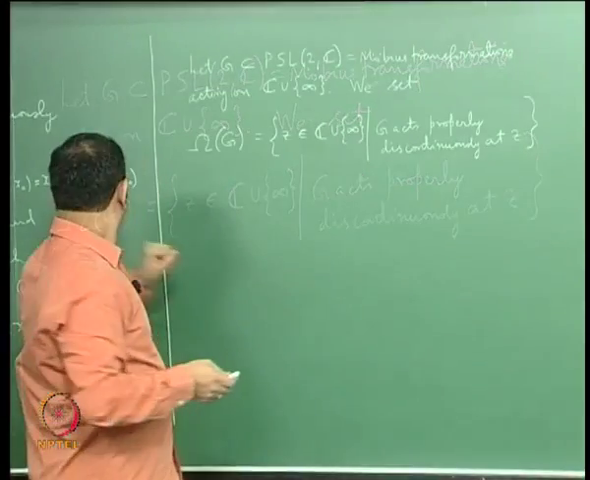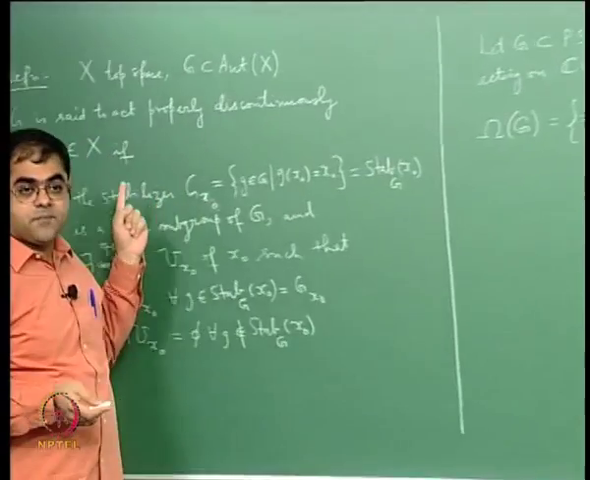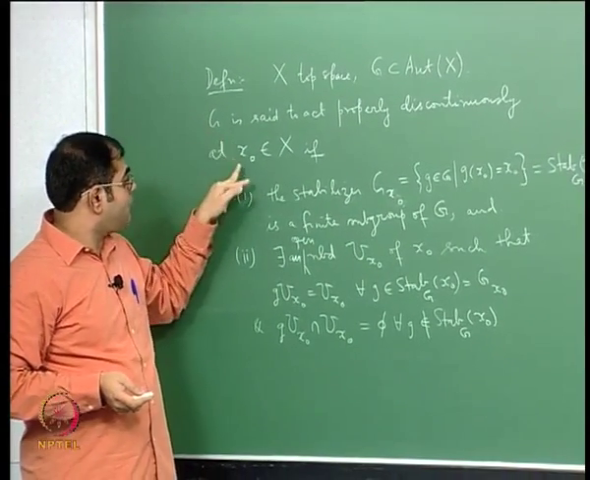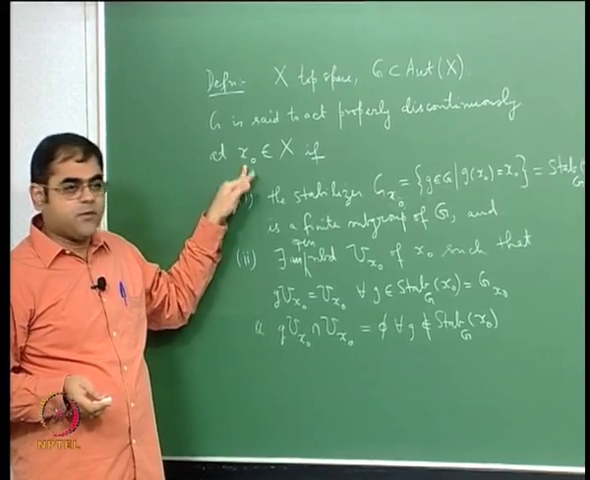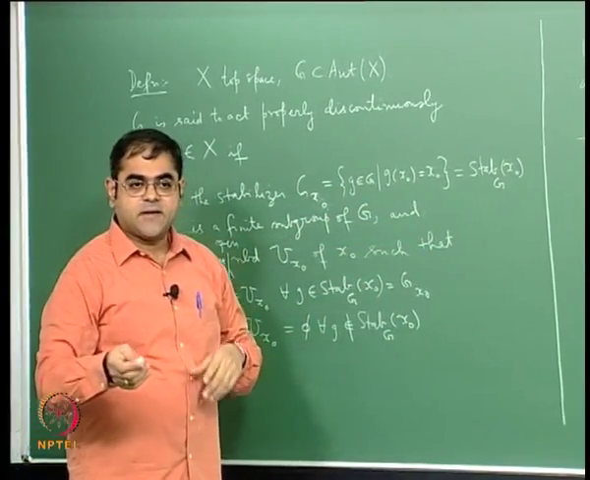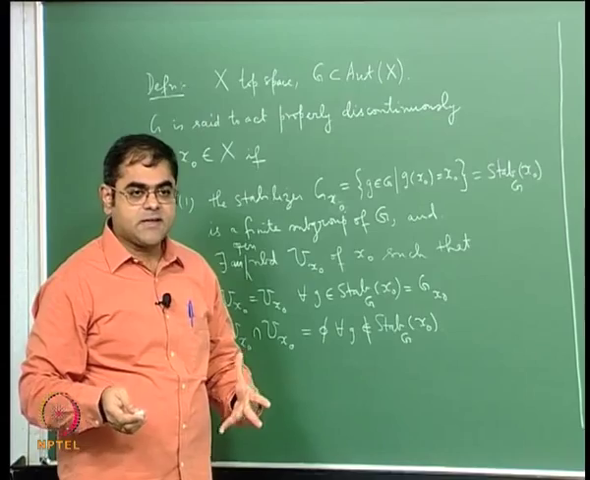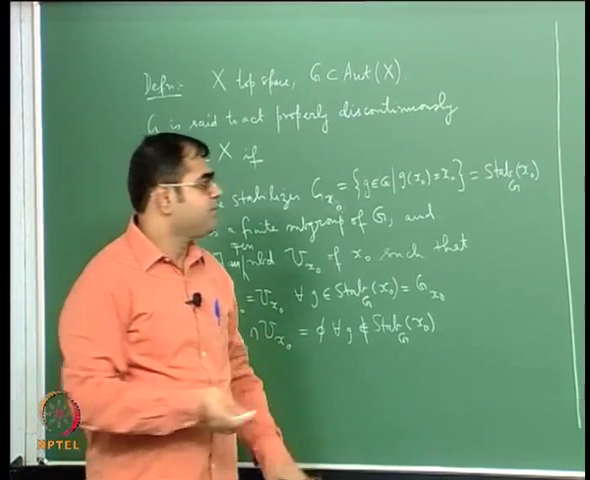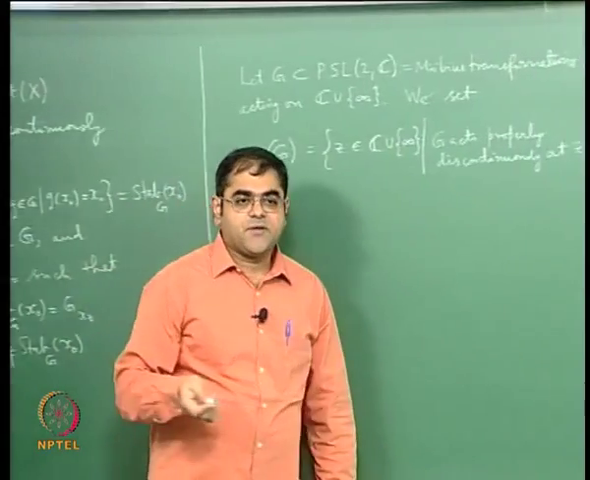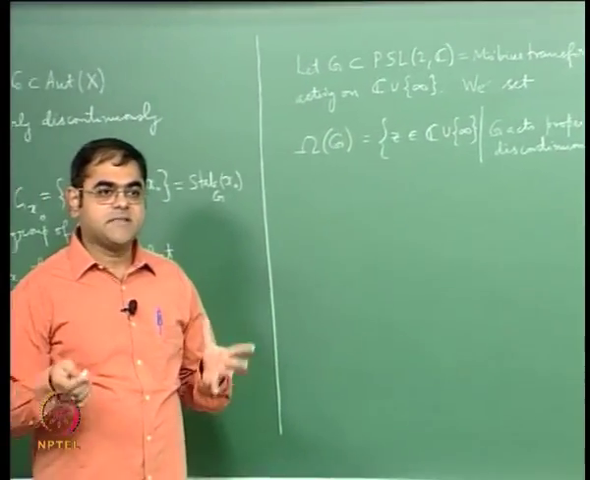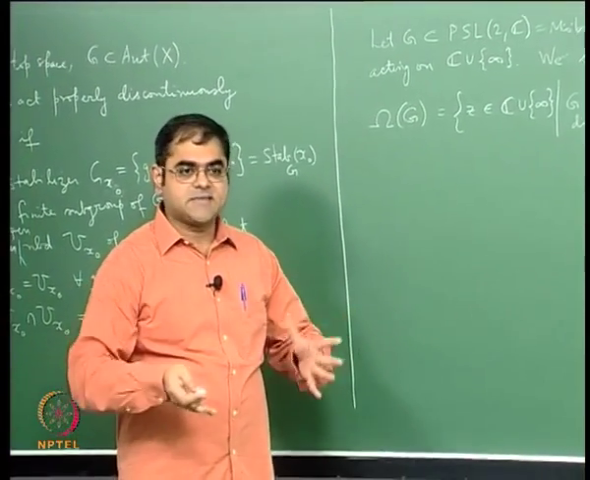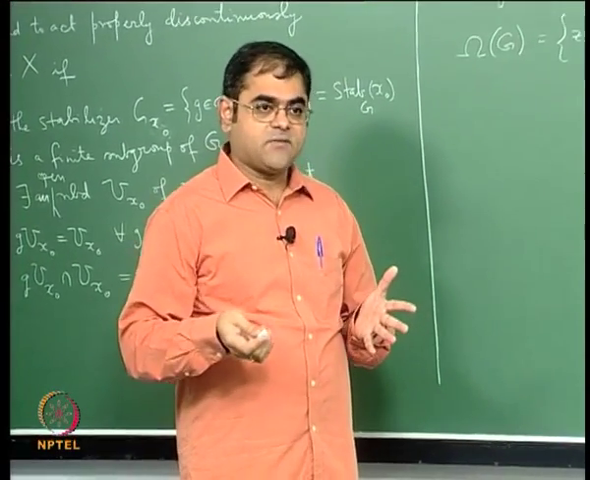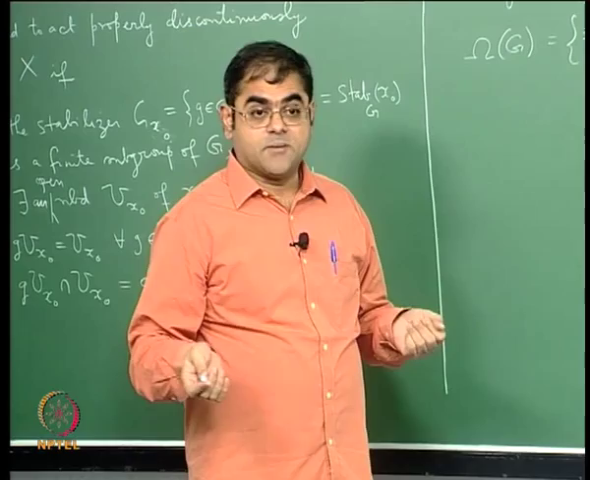Okay, so when we defined properly discontinuous action, it was defined for the action of the group at a point. So there may be points where the group is acting properly discontinuously, and there are going to be points where the group is not going to act properly discontinuously. And of course, what we are trying to say is that the points where the group is acting properly discontinuously is the right set to work with. One of the good properties that we are going to prove now is that that set is open.